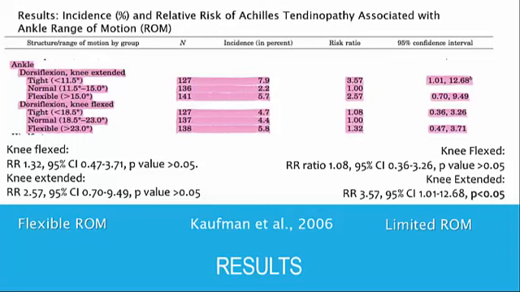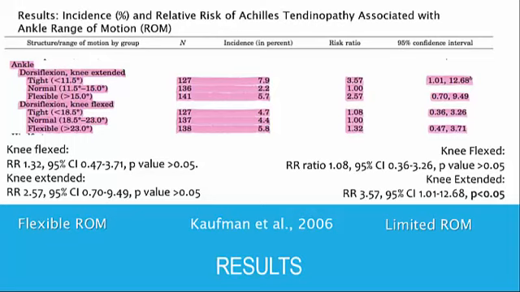As seen from the above data, having a normal ankle range of motion, knee extended or flexed, does not increase the risk of developing Achilles tendinopathy. The risk ratio is 1.00 and the p-value is greater than 0.05. Although having a flexible ankle range of motion in both knee extended and flexed positions, they were reported to be associated with an increased risk factor of 2.57 and 1.32 times of developing Achilles tendinopathy respectively. They were not statistically significant.